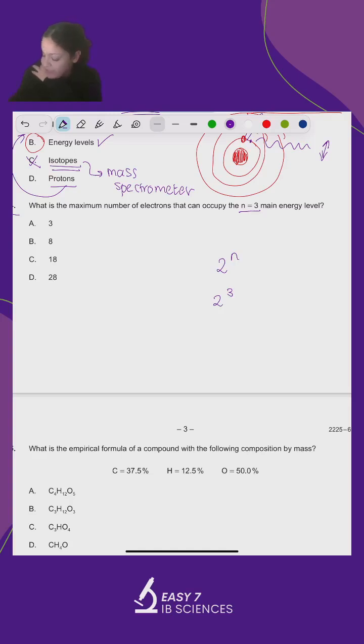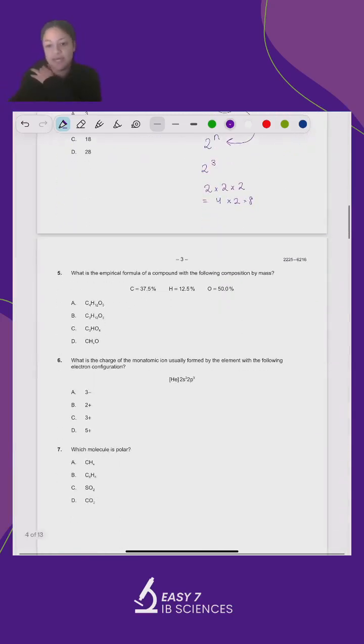All right? So that will be 2 times 2 times 2. So that will equal 4 times 2, which is equal to 8, which is what you correctly identified as the correct answer. So whenever you see a question like this, think back to this formula, 2 to the power of n, and n is the number of energy levels that you need for the question. Okay, so this is SL, this is standard level.